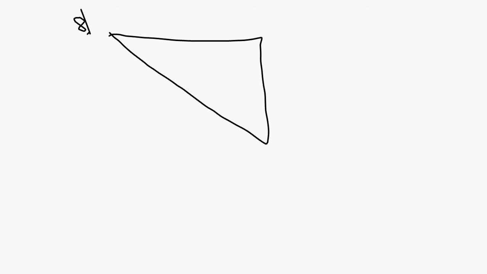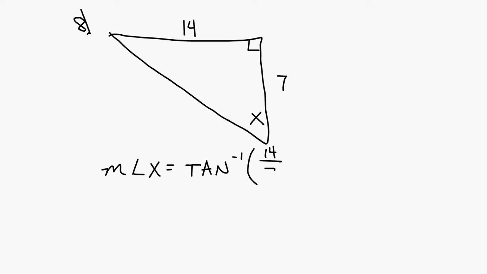Number 8. Opposite and adjacent in this problem. The measure of angle x equals, opposite and adjacent is tangent. So tan negative 1, opposite's 14, adjacent is 7. So 14 divided by 7, and then second tan, 63.4. Opposite over adjacent.